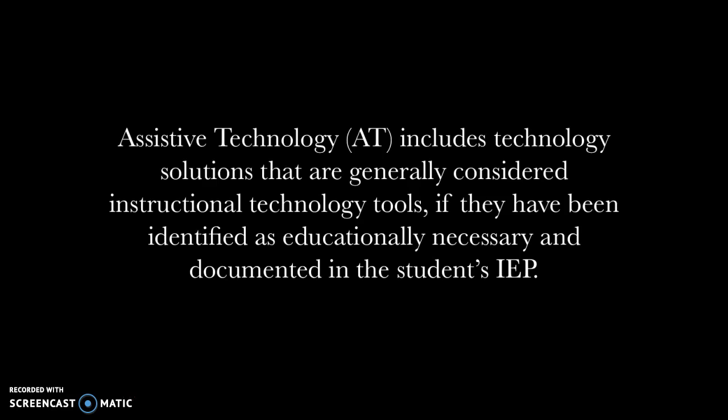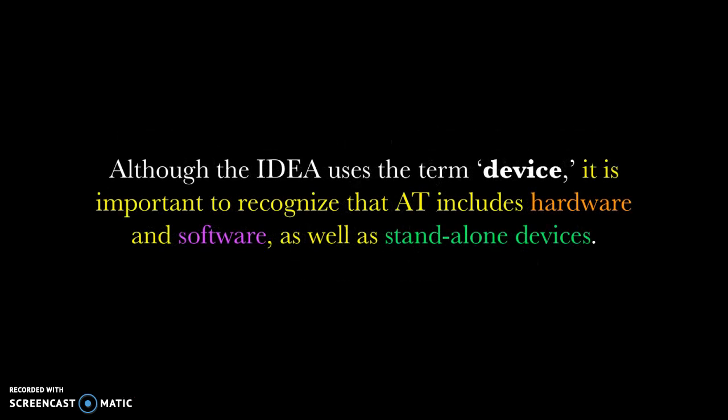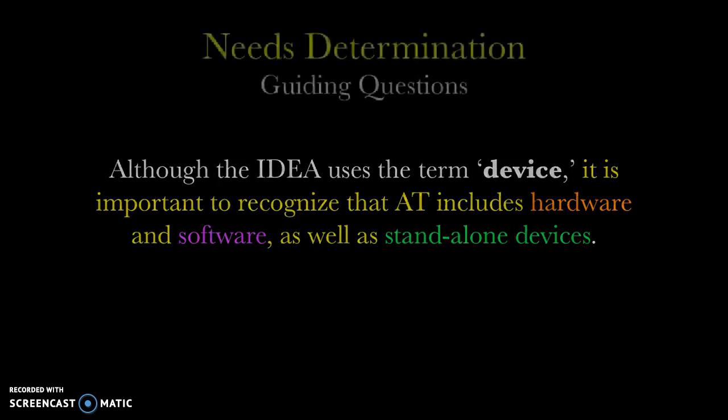In order to effectively consider assistive technology, the team must be knowledgeable about the types of assistive technology devices that are available to address the student's needs, and they should use a defined decision-making process to determine if assistive technology is required. Now, although the IDEA uses the term device, it is important to recognize that AT includes hardware and software, as well as standalone devices.